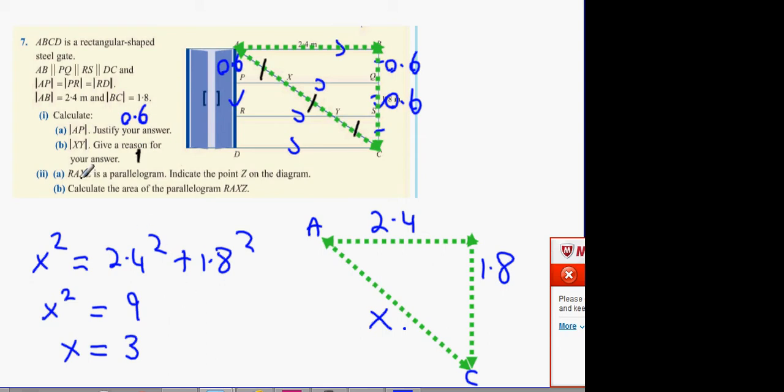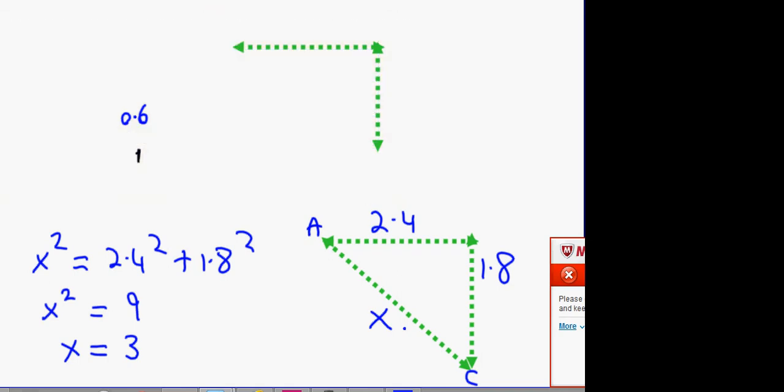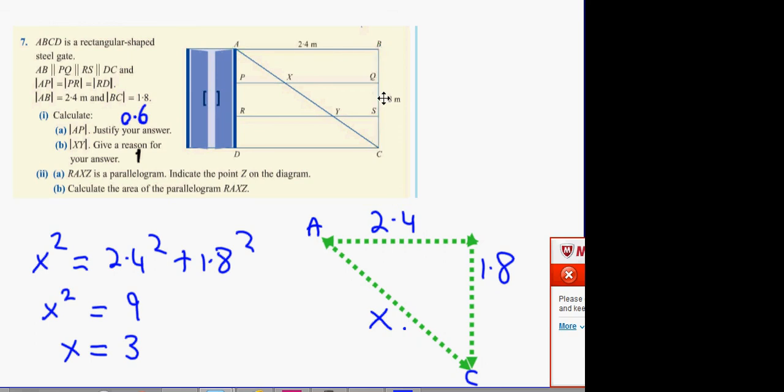Now finally, RAXZ is a parallelogram. Okay, so let's find this parallelogram here. We're going to find out where this parallelogram is located. So it says R to A is here. And then it wants me to go from A to X, which is here. And then it wants me to go from X to Z. Now where is Z, lads? It has to be directly down here, doesn't it? And then that's our parallelogram.